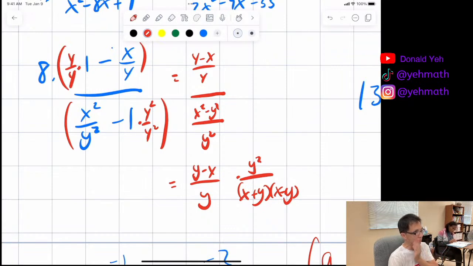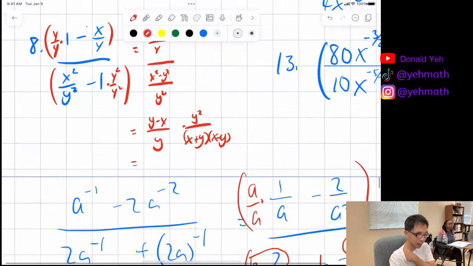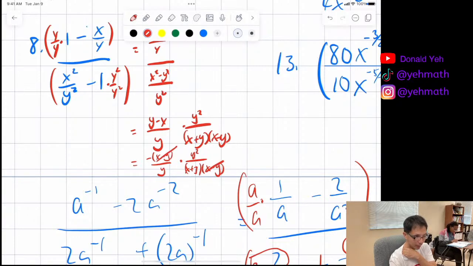Now, if you realize this is a y minus x, and this bottom is x minus y, so you can change the order by factoring out a negative sign. So that's going to be x minus y over y. It's not times; negative over negative. Just factor out so you can change that order. Y squared of x plus y times x minus y. So now x minus y can cancel out. This can cancel out. That's going to be negative y over x plus y.